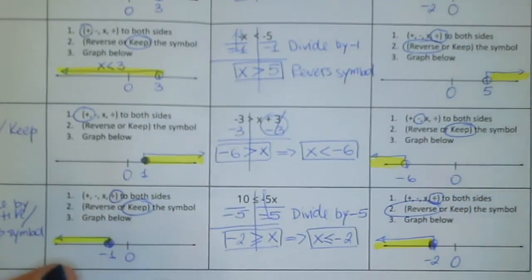So in solving inequalities, we use inverse operations, and always remember to reverse the inequality symbol when you're multiplying by negative or dividing by negative. In all other situations, the inequality symbol remains the same.